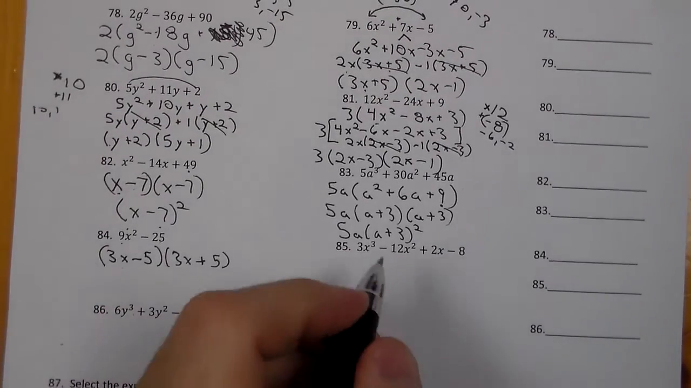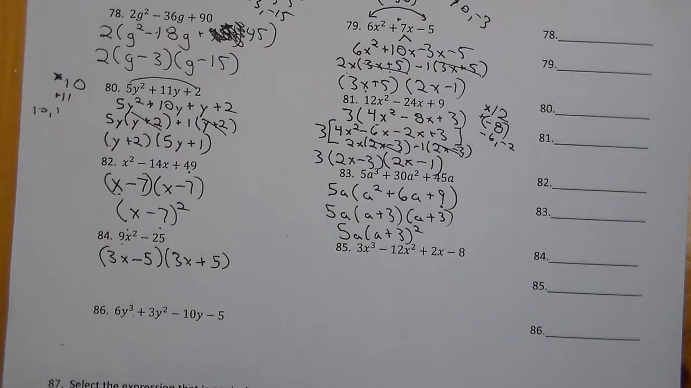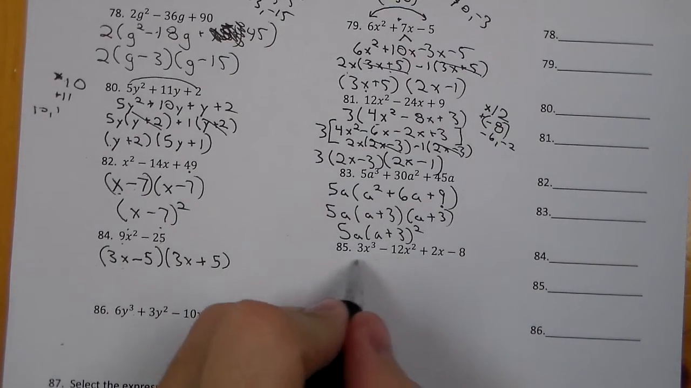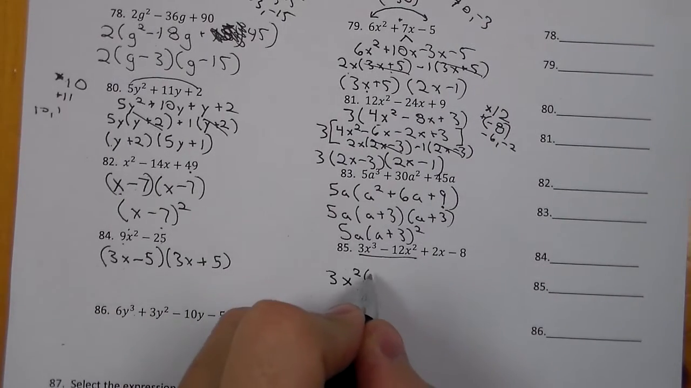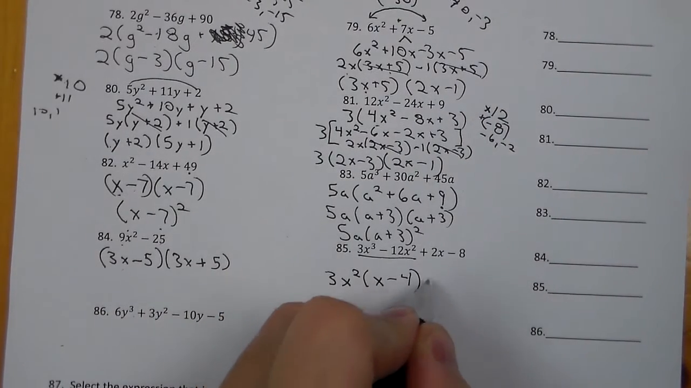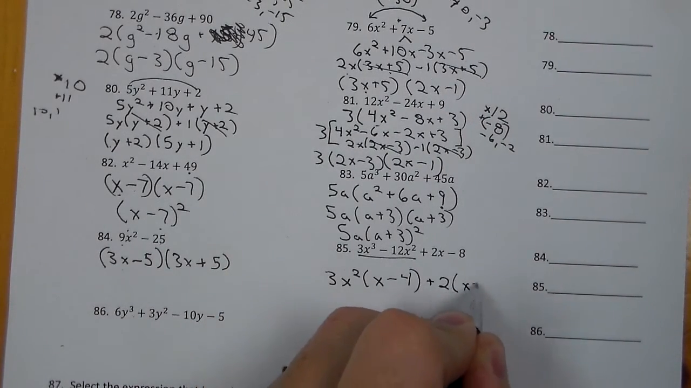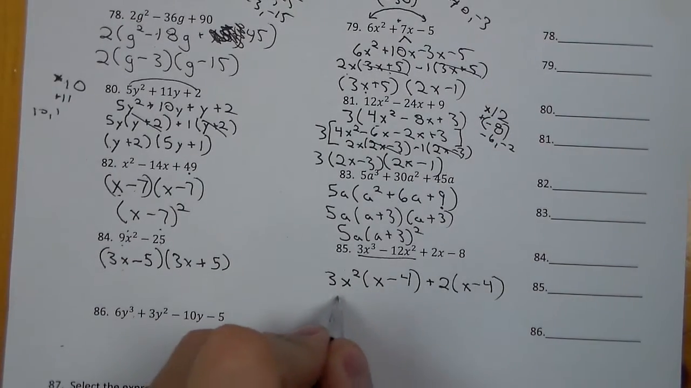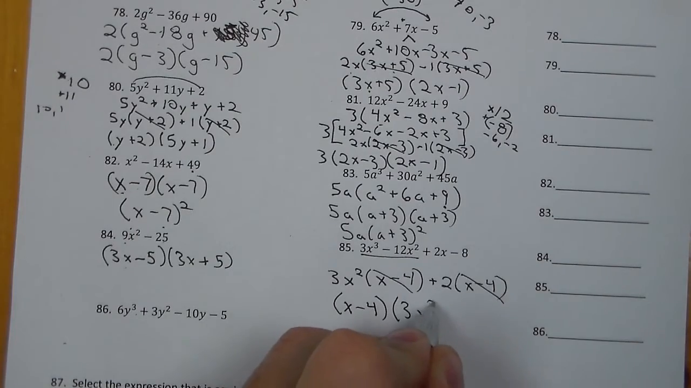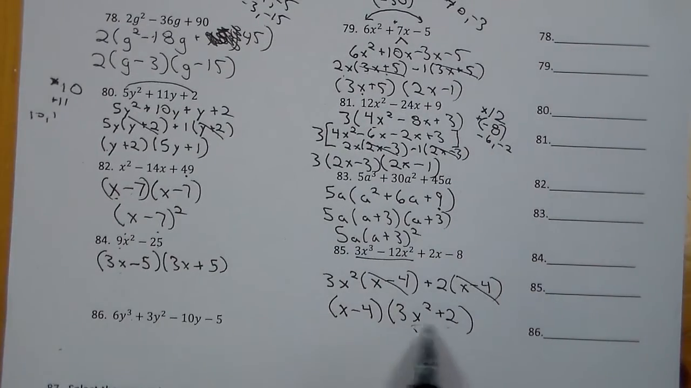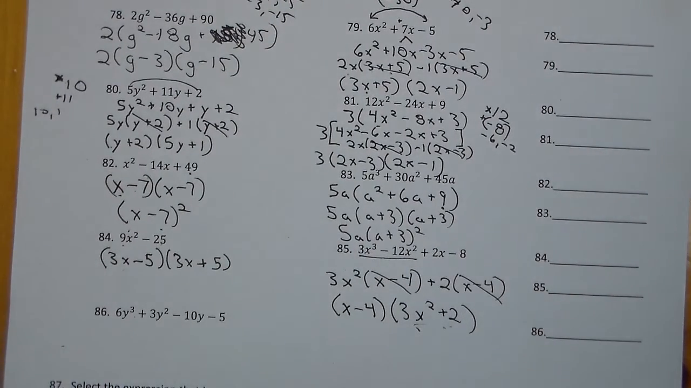For 85, we have four terms. Four terms, I want to think factor by grouping. I can take out a 3x squared from my first two terms. I'm left with x minus 4. I can take out a 2 from the next two. I'm left with x minus 4. X minus 4 is in both. Leaves me with 3x squared plus 2. I look, it doesn't factor anymore. It's not a difference of two squares. We're done.